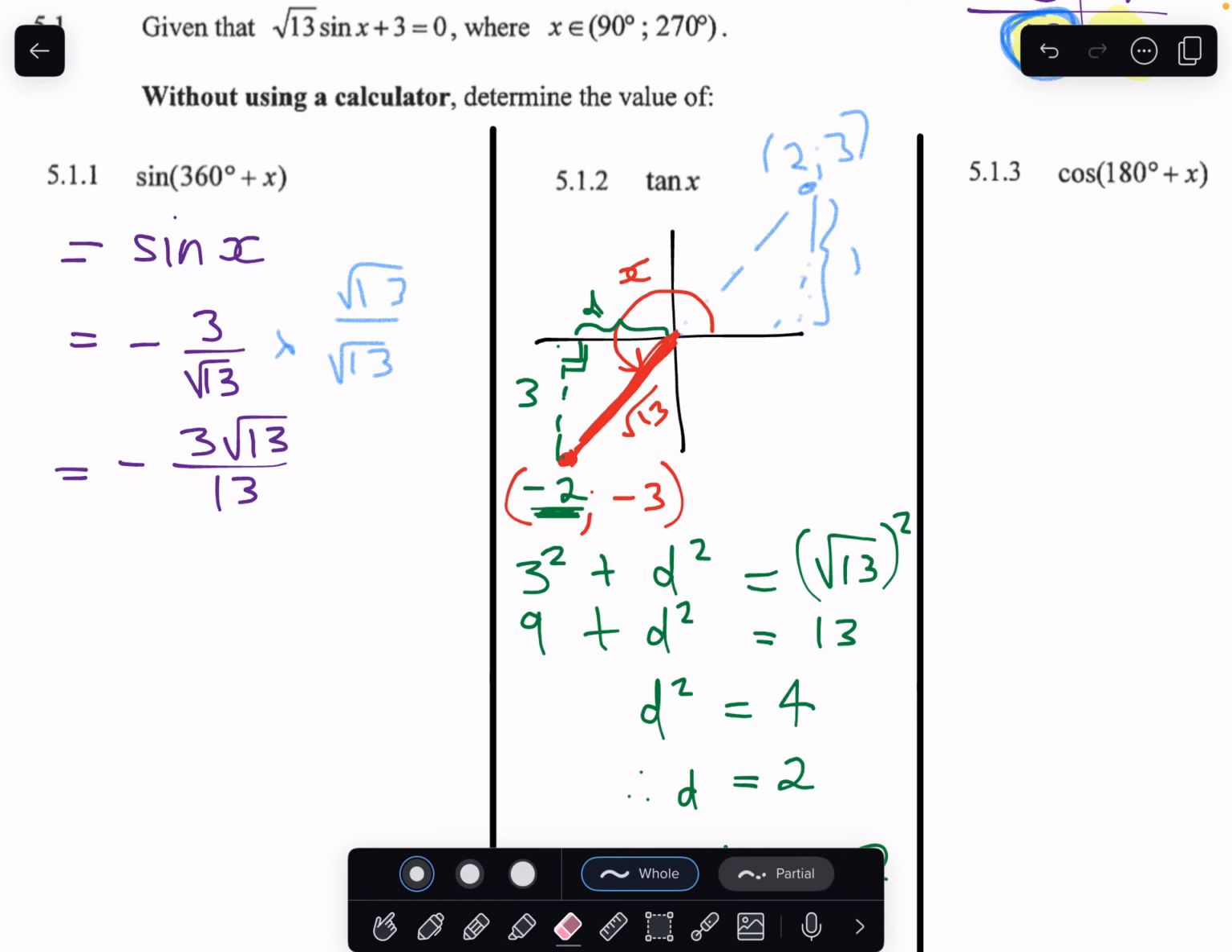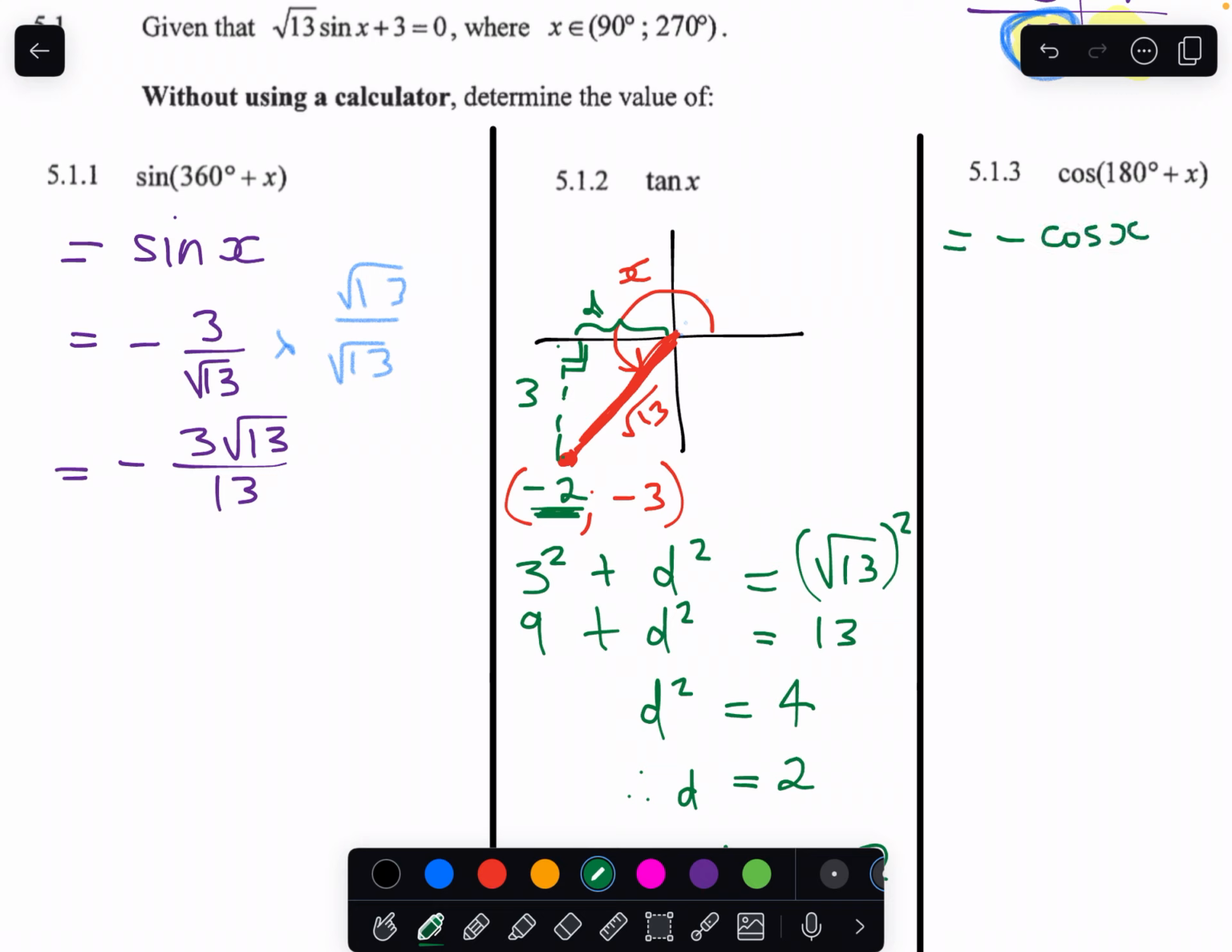But let's do it the reductions formula way. So cos of 180 plus x is the same as negative cos x, right? And what do we have here? Cos of x is this guy divided by this guy, so it'll be negative 2 over root 13, which gives us positive 2 over root 13, so we arrive at the same answer.